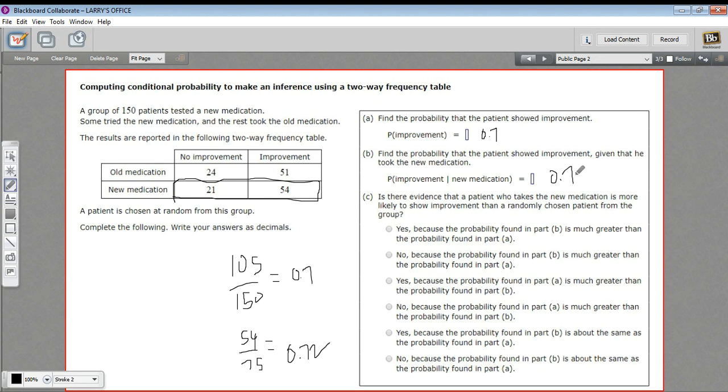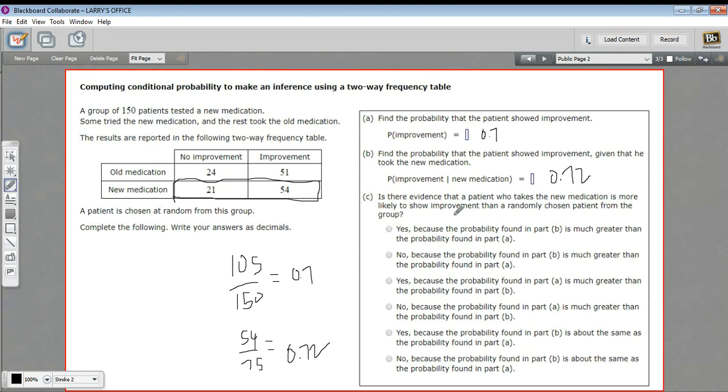So what I'm seeing here is that if you've got a 0.7 chance of improving no matter what medication you're taking, old or new, and only 0.72 when you're taking the new medication, it doesn't look like there's a whole lot of difference. So if the new medication costs a lot of money, it doesn't seem to make sense to do that because it's almost the same level of improvement, whether you're taking old or new. So let's take that information and see if we can answer the question down here.